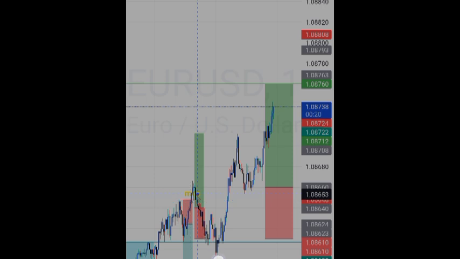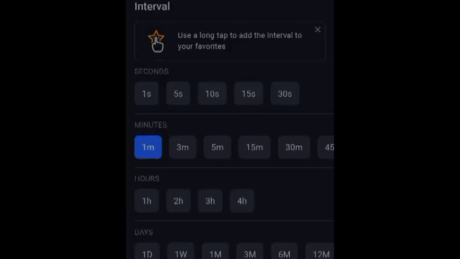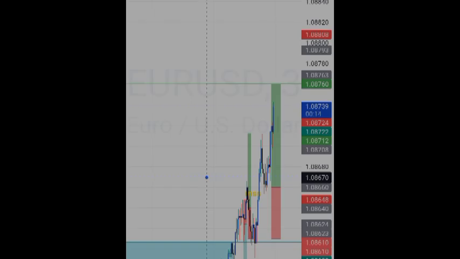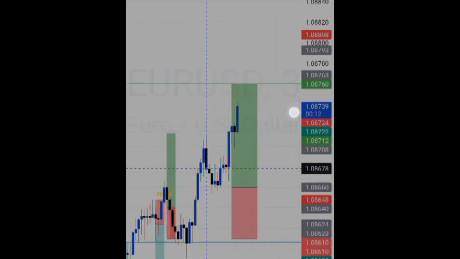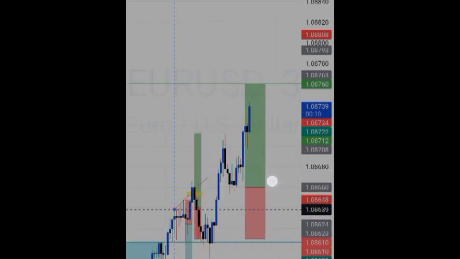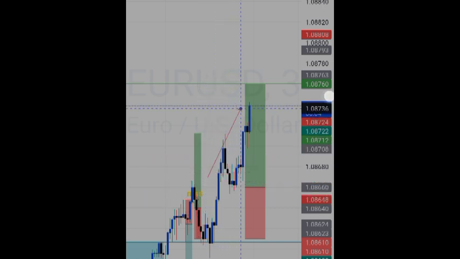On the 1 minute, it didn't show a correct market structure shift. But when you go to the 3 minutes, you see the way it broke this high, broke the high with fair value gaps. So it came to balance the fair value gap. And I'm running.